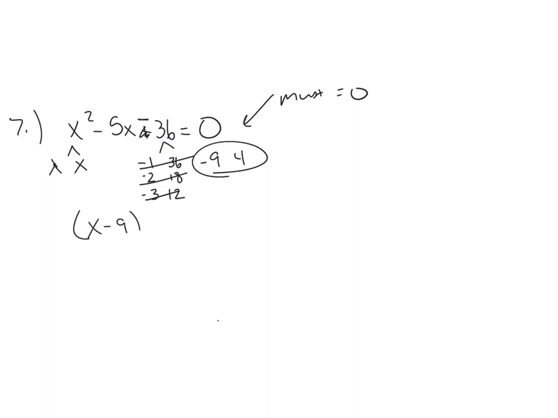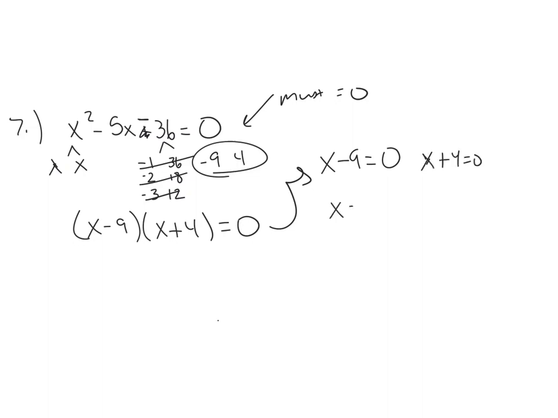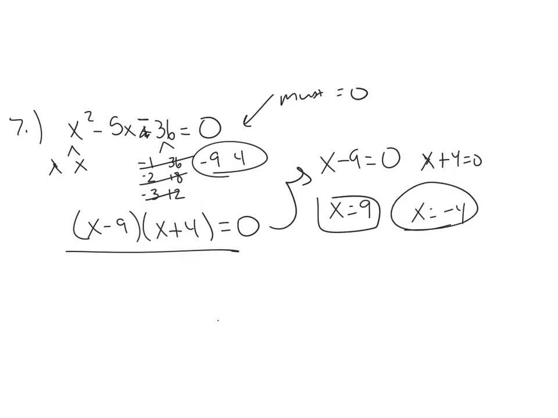So I say x minus 9, x plus 4. Remember, it equals 0. Since it equals 0, I get to say x minus 9 equals 0 and x plus 4 equals 0. I add 9 to both sides, I get x equals 9. I subtract 4 from both sides, I get x equals negative 4. So those are my 2 answers. Here's my factored form. Here are my 2 answers.